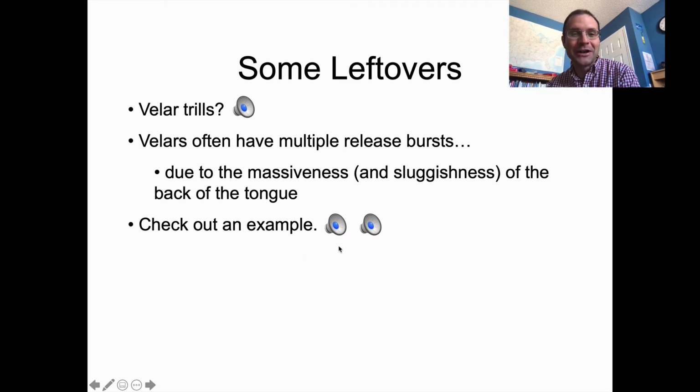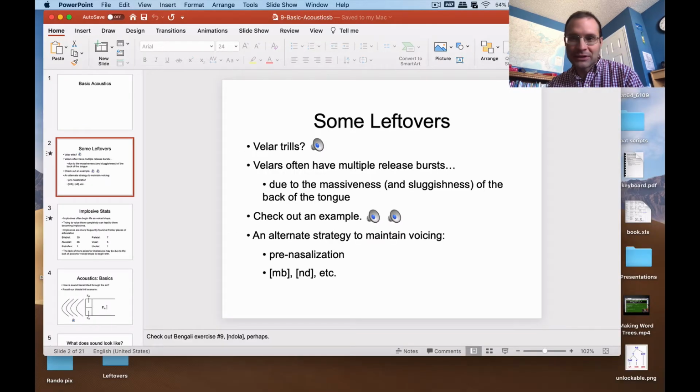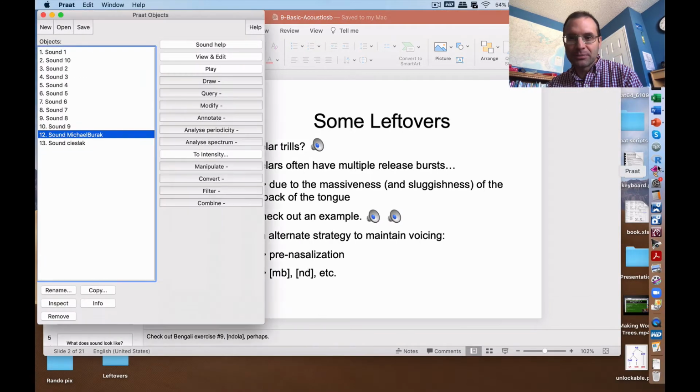So I've got one here. Michael Burak. And another student. Monica Cieslak. And that might be hard to hear. I'll play them both again. Michael Burak. That K at the end. Monica Cieslak. They both, or those Ks at the end, both have multiple release bursts.